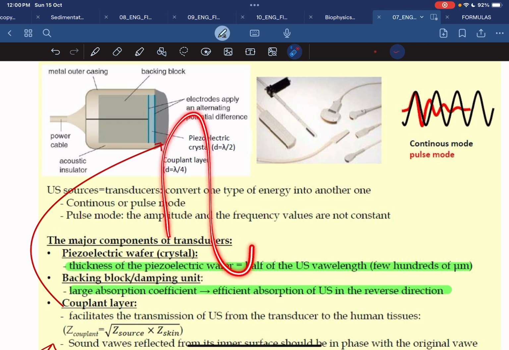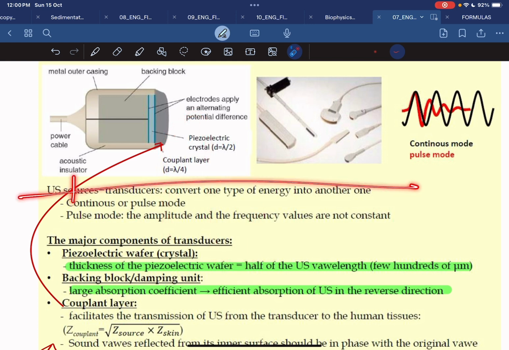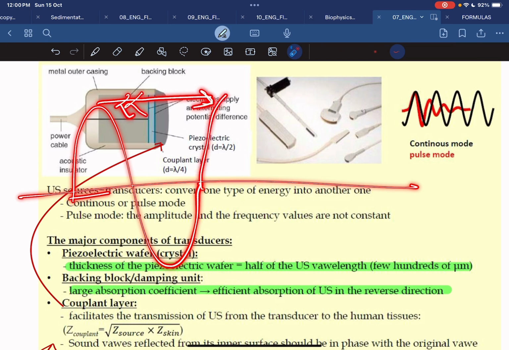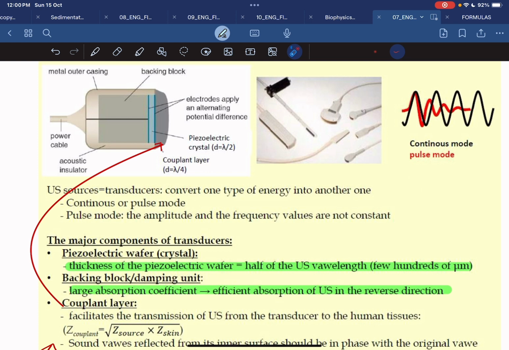So we take a wave. Let me draw a line. Take a wave. This is the wavelength. This right here, from one crest to another crest, that's the wavelength. So the piezoelectric material should be half the thickness of that. Understand? It just has to be like that. Okay, don't ask me why.